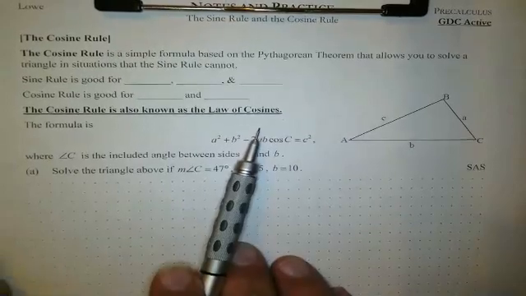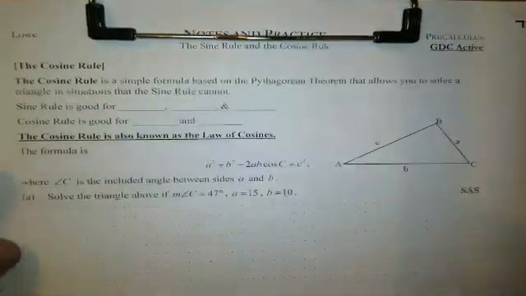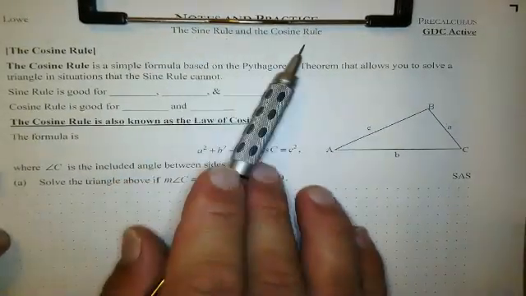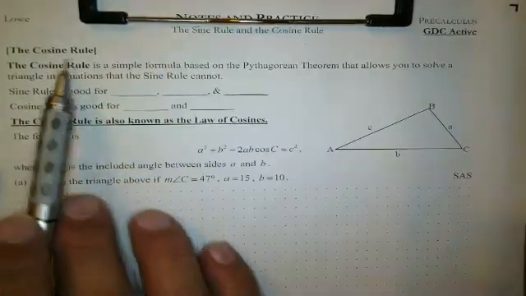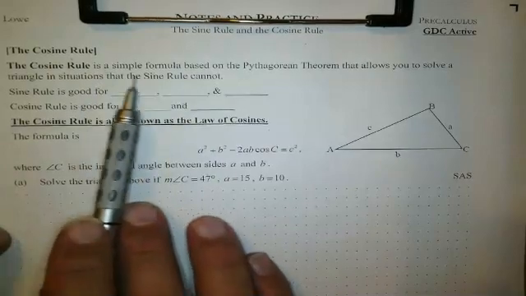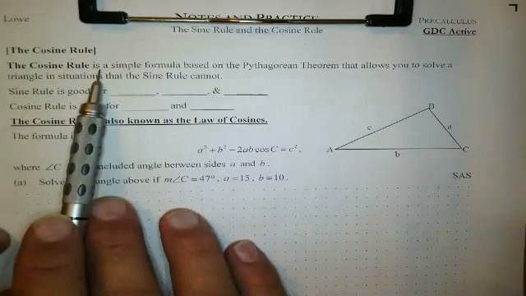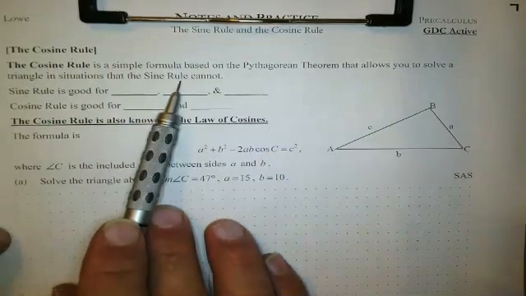All right, continuing with our work for Unit 9, let's look at this information for the sine rule and the cosine rule. Let's focus on the cosine rule, right? The cosine rule is a simple formula based on the Pythagorean theorem. It allows you to solve a triangle in situations that the sine rule cannot.